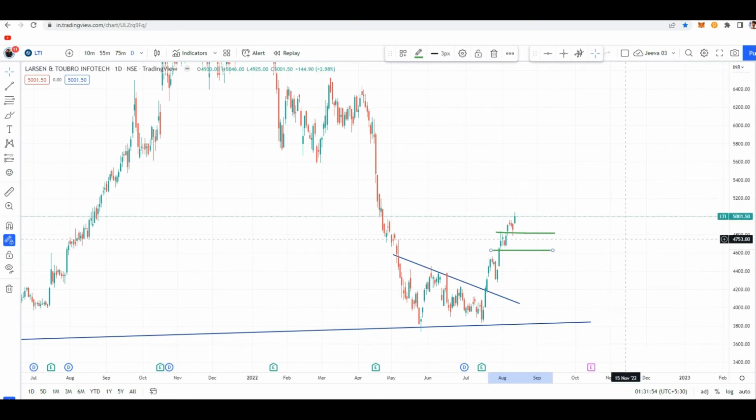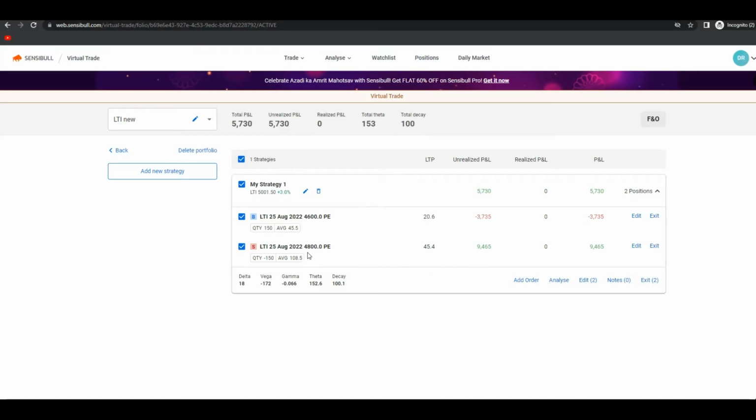Let's understand this trade by looking at the payoff right away. These are the positions I had. I sold the 4,800 put option and bought the 4,600 put option. The next day LTI gapped up and closed above 3%. The 4,800 put option closed at 45 rupees and the 4,600 put option closed at 20 rupees, which is at a loss of 3,700 rupees.